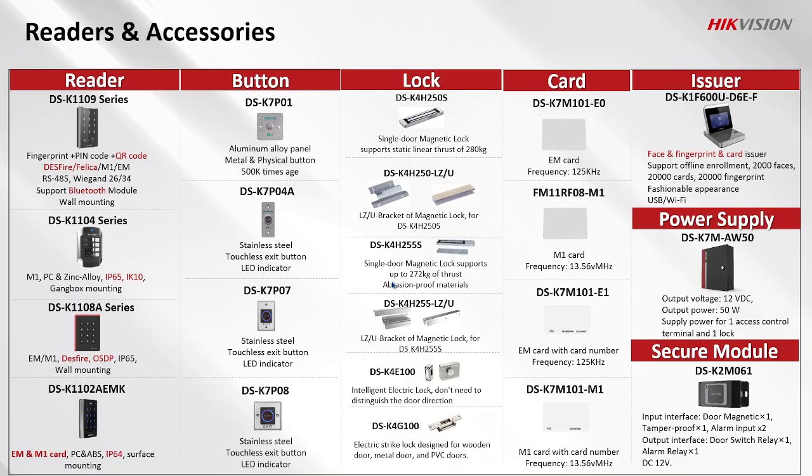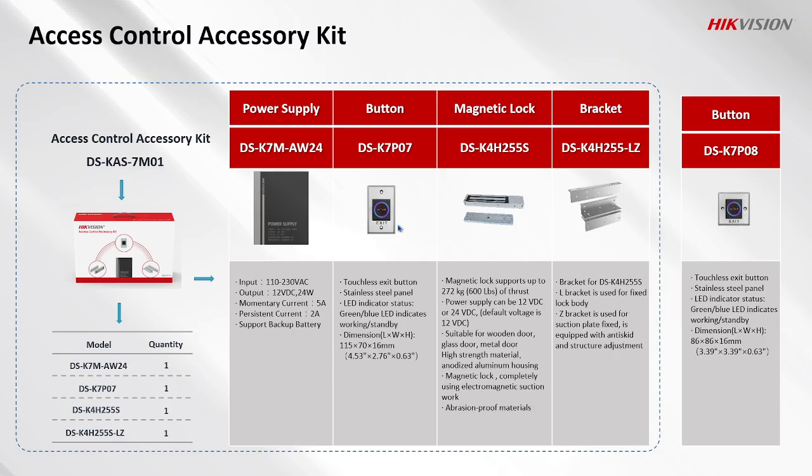Then you have the different cards. We have the card issuer, the fingerprint card, and the combined issuer. Then we have the power supply. We have the secure module. So if someone asks you, if I have my access control, what happens when someone comes and breaks the terminal? We introduce this secure module for that purpose. Then we have this kit. This is an accessory kit. The access control accessory kit will come with the power supply, an exit button, a magnetic lock, and the LZ bracket.